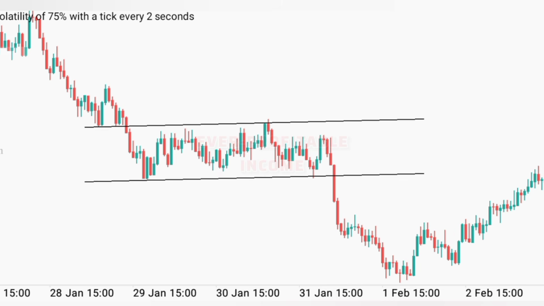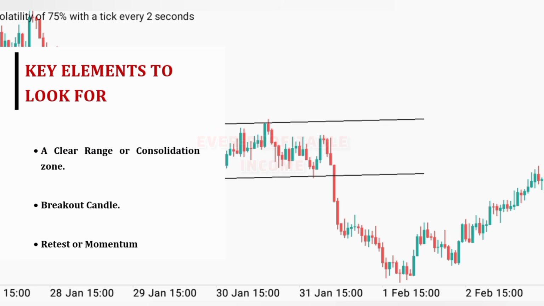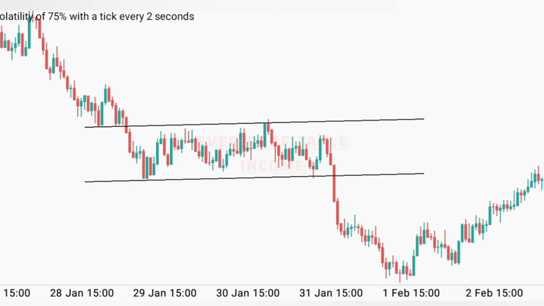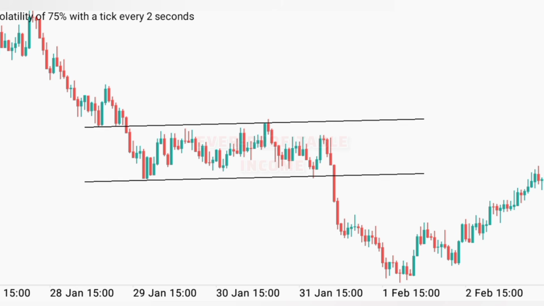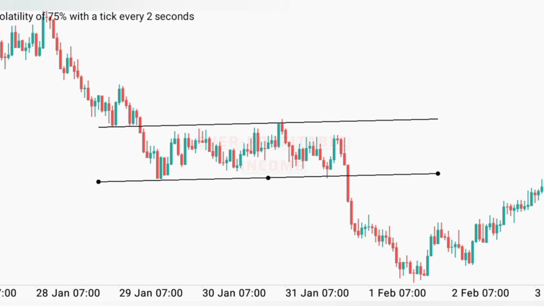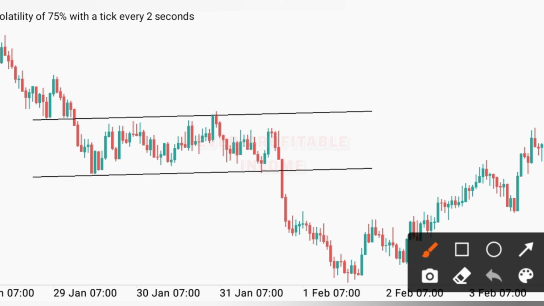Another thing you should look out for is a retest or momentum. Now we already have momentum here. This is a type of breakout with momentum. There's no retest here. Retest means when price breaks out of this zone, and then it comes back, touches the zone again before moving downward. But this is not the type of breakout we have here. The type we have here is a high momentum breakout. I'm going to show you the retest type of breakout. Okay, so let's move further.